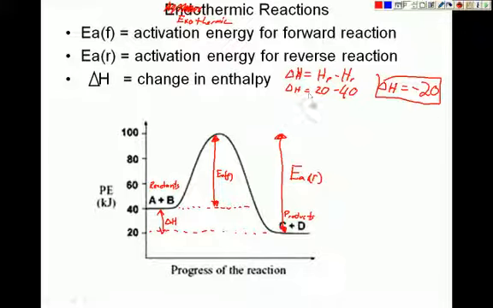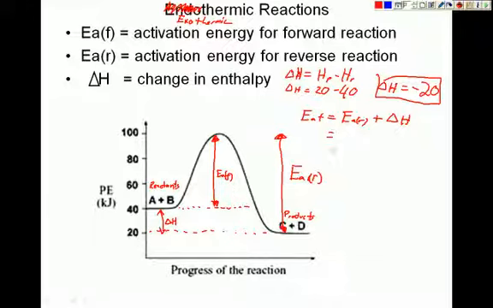Now, as we mentioned before, our EAF is equal to EAR plus delta H. Now let's plug in some numbers here to figure some things out. So EAF, well, we can calculate that, but what I'm saying is this number plus this number equals this number, and that doesn't seem really right.